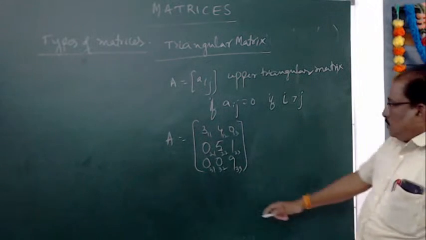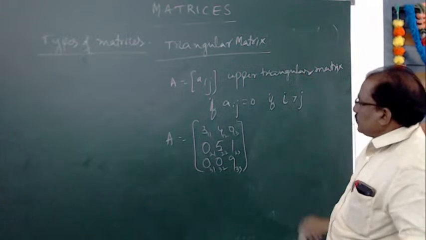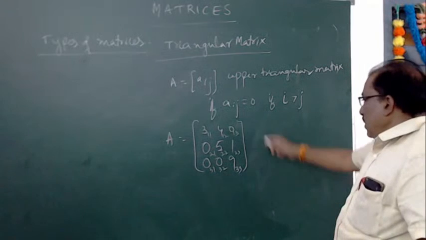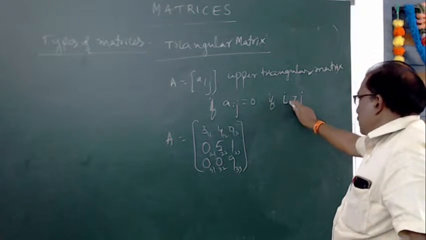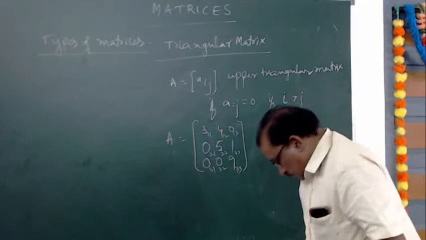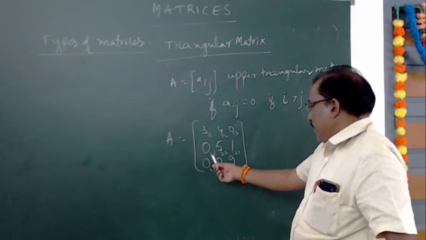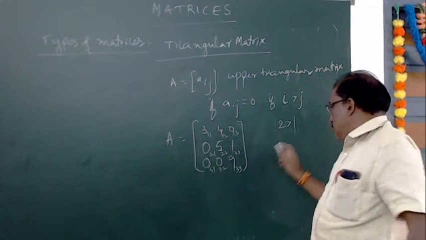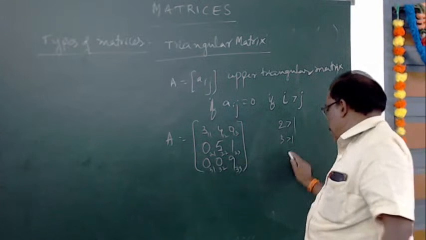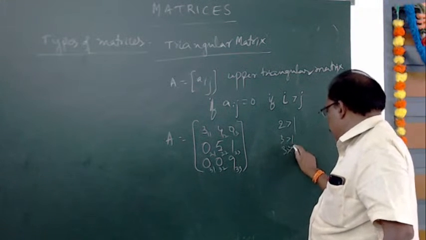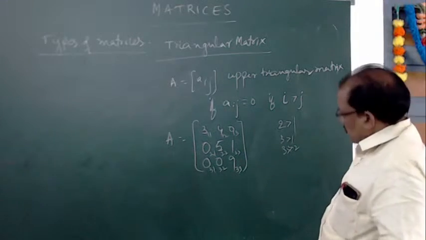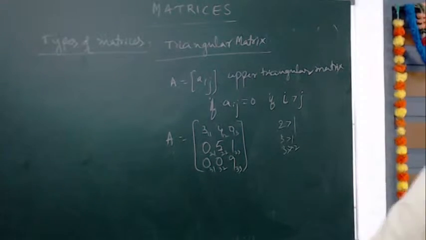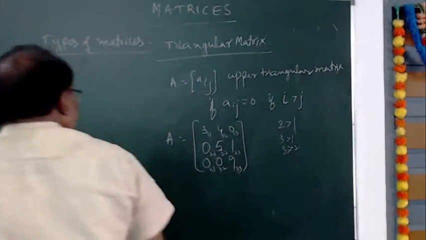So in our definition of the upper triangular matrix, Aij is equal to 0 if I greater than J. Say, what is this 0? It is at 2,1, where 2 is greater than 1. Take this, 3 greater than 1. Take this, 3 greater than 2. Here I is greater than J. This is called an upper triangular matrix. And next one is the lower triangular matrix.